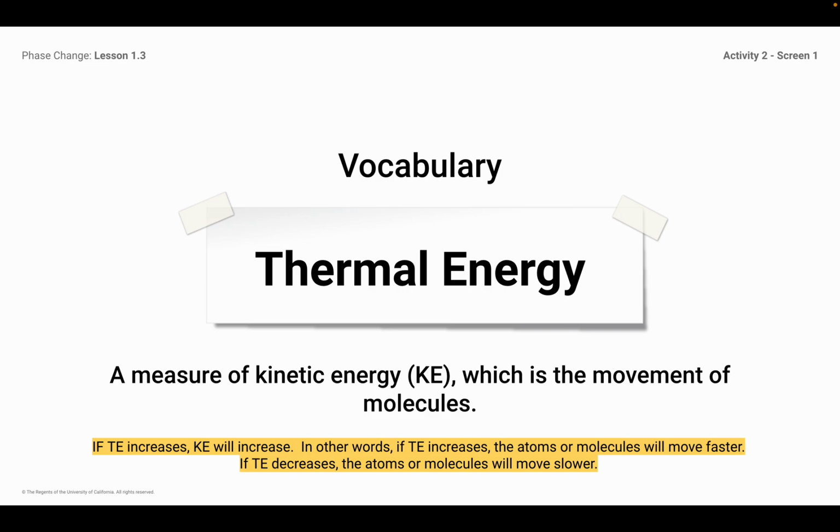Now, I know you guys have talked about thermal energy last year. You had a whole big unit on thermal energy. You may remember the term kinetic energy. That's going to come up a little bit later, too. So, here's our definition of thermal energy. Thermal energy is a measure of kinetic energy, which is the movement of molecules.